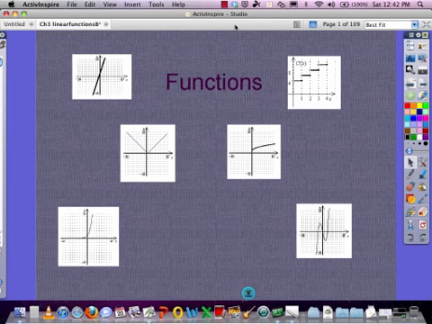Looking at the 6 graphs that are here, you will see a line, normal, happens to be oblique. You see segments, I guess we would call those. You should recognize this as an absolute value graph. If not, we will be covering those this year.